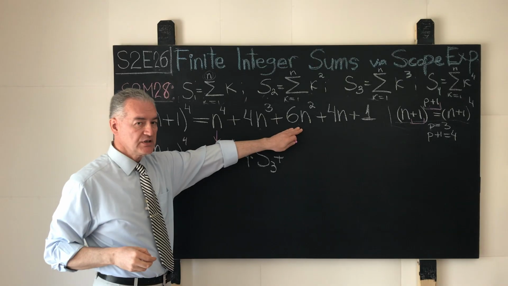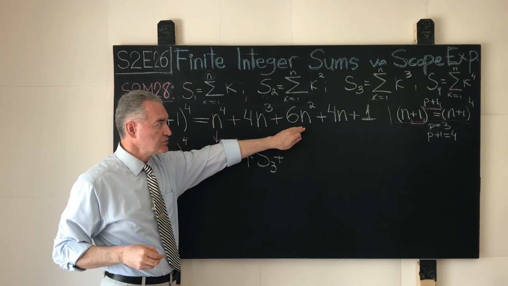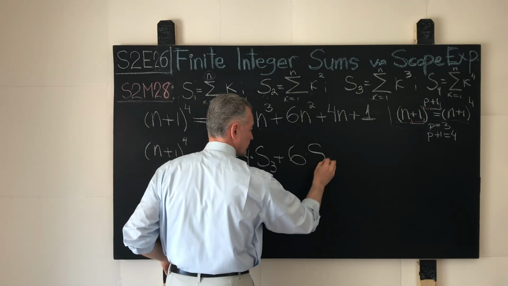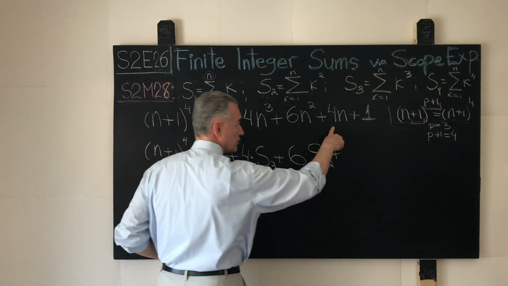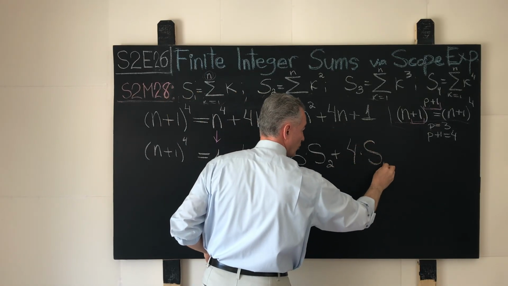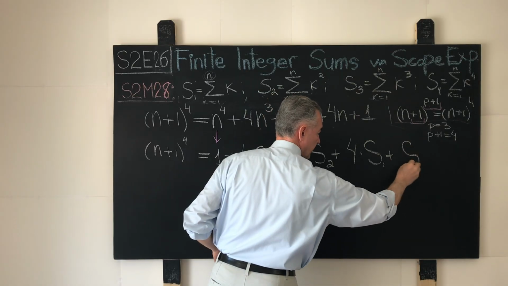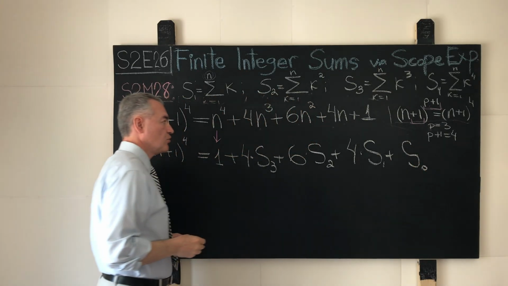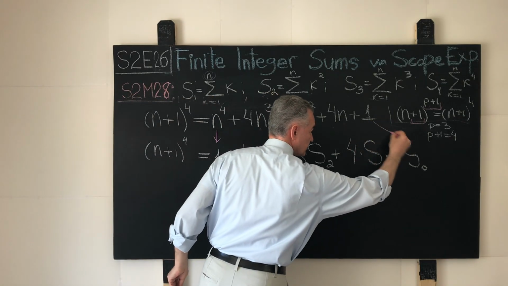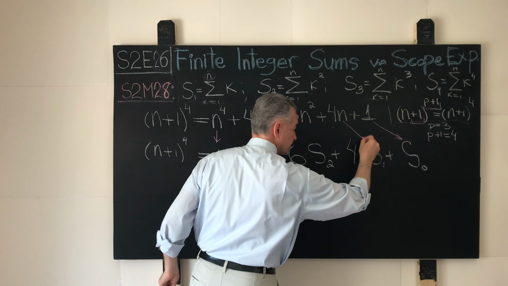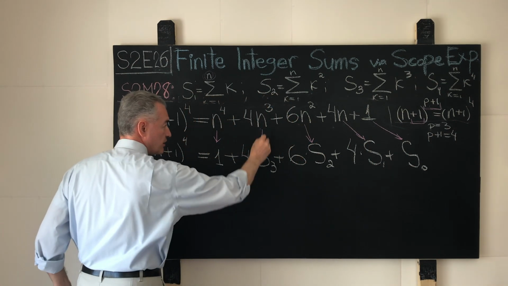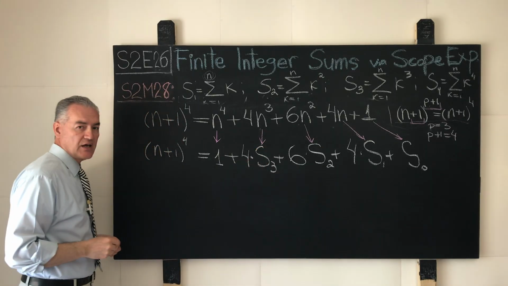Well, we just again read it like a blueprint. 6 copies of the sum S2 plus 4 copies of the sum S1 plus the sum S0. We already know that much. So basically in one step, we know that this one becomes S0, this becomes S1, this summand becomes S2, and this is our sum sought after S3.